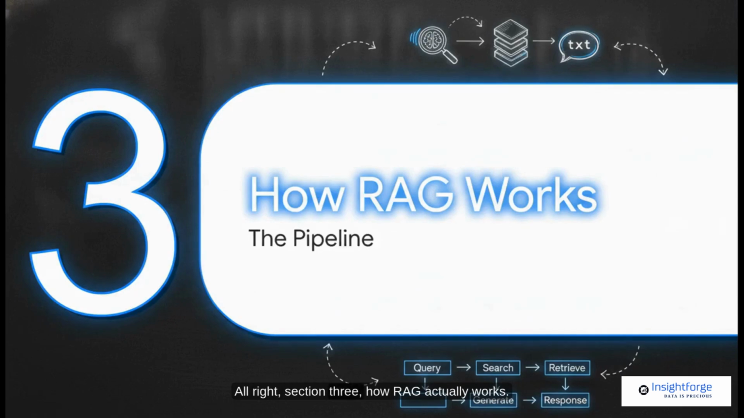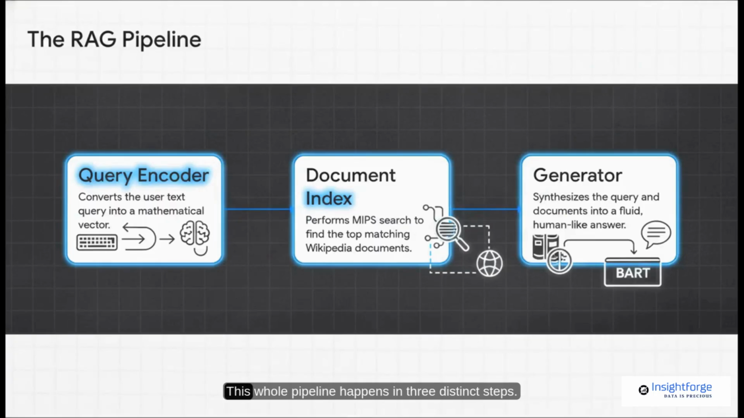All right, Section 3, how RAG actually works. Let's look at the pipeline. This whole pipeline happens in 3 distinct steps. Step 1. The user inputs a query, and a query encoder converts that text into a mathematical vector. Step 2. The system performs a maximum inner product search, or MIPS, against the document index to find the top documents that mathematically match the query's vector. Think of this as a highly advanced neural search engine finding the exact right Wikipedia pages in milliseconds.